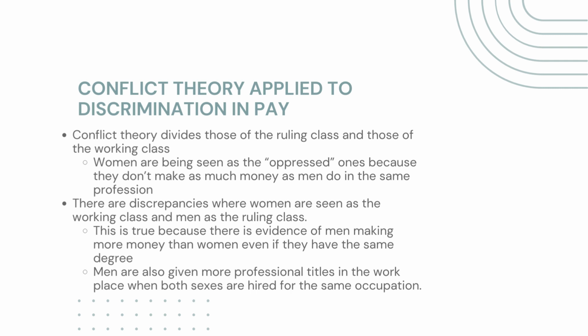This is true because there is evidence of men making more money than women even if they have the same degree. Men are also given more professional titles in the workplace when both sexes are hired for the same occupation. An example of this is if both sexes apply for a manager position and only the man is given that position and the woman is given a title that is lower than manager. This is seen as discrimination in the workplace and also in pay since the man is going to get paid more.